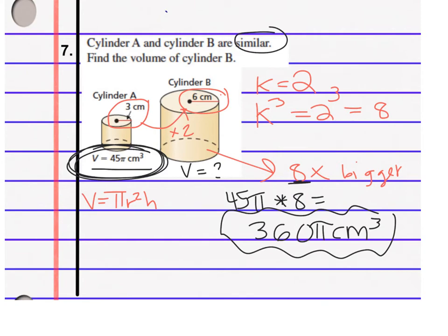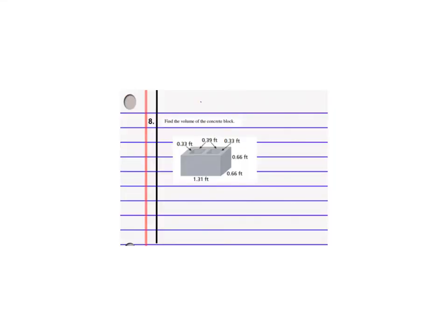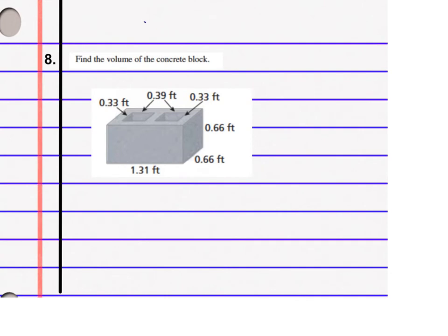So I am going to hop back for a simple, and this is kind of a composite figure that we are going to go over here. Find the volume of the concrete block. So you basically have this brick or this block, and then you have these little holes in it. First, let's start with the volume of the entire shape, the whole big prism, pretending that there were no holes in it.